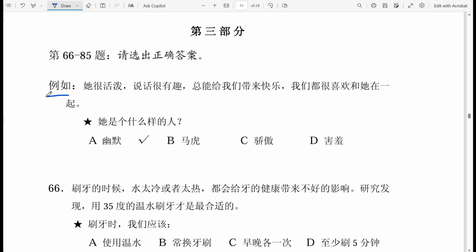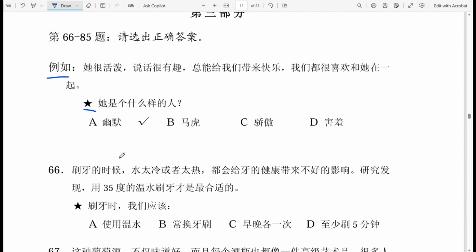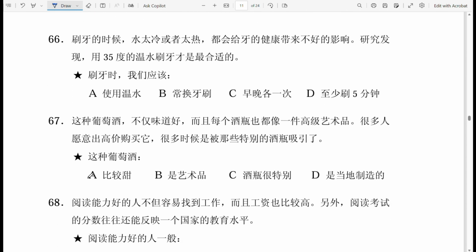As you can see from the example, you are given a short sentence or small paragraph. You have a question that is marked by a star, and you have to pick the correct answer to the question. So let's look directly at question number 66.